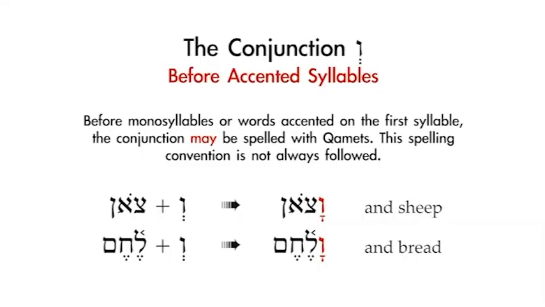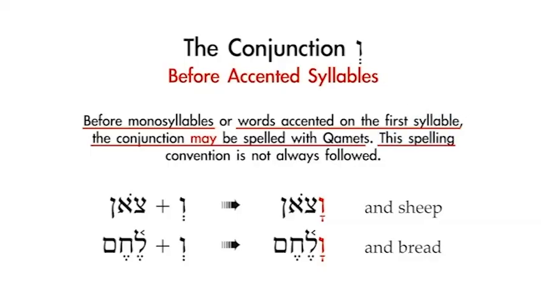There are also occasions in which the conjunction wow is prefixed to an accented syllable, and sometimes that provokes the spelling of the conjunction to change to wow plus qamets because it's in the pretonic open position and it prefers a long A-class vowel in that particular instance. And so here's the rule. Before monosyllables, or words with a single syllable, or words accented on the first syllable, the conjunction may be spelled with qamets. Now I say may be spelled because this rule is not always followed, and there are some pretty strict environments in which it occurs, but you need to know at least about the possibility of it.